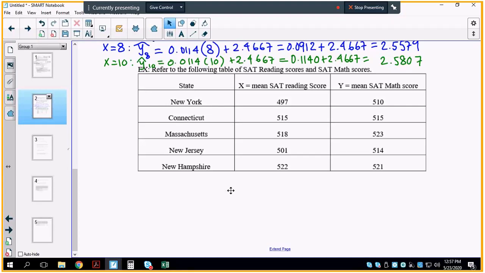Again, the premise of the problem is the conception that someone good in reading is not necessarily good in math, or someone who is good in math is not necessarily good in reading skills. So this problem is going to help us analyze that mathematically, whether there is a linear relationship between the SAT math scores versus the SAT reading scores. So let's see what questions are asked.